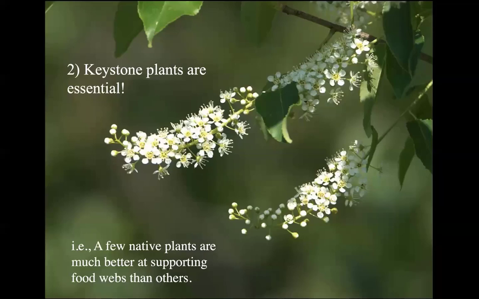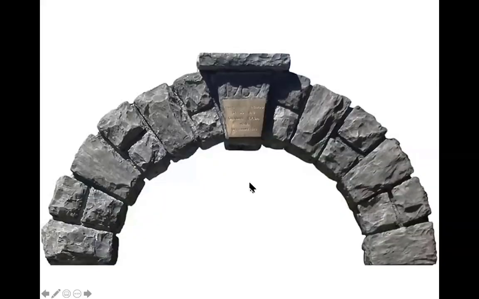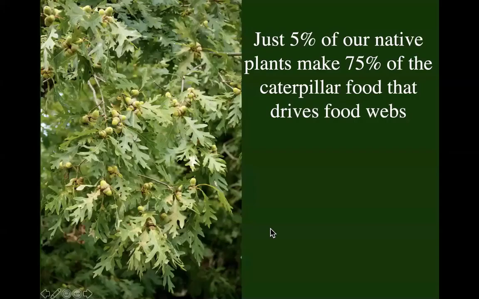Okay, we're going to shrink the lawn. What plants are we going to put in the area we take out of lawn? I am going to argue that some of them have to be what I'm calling keystone plants. Remember what a keystone is. This is the Roman arch. The keystone is the stone in the middle of the arch. If you take the keystone out, the arch collapses. Well, I'm calling these keystone plants because if you take them out of your local food web, the food web will collapse. Keystone plants are making most of the food. Just 5% of our native plants are making 75% of the caterpillar food that drives those food webs.